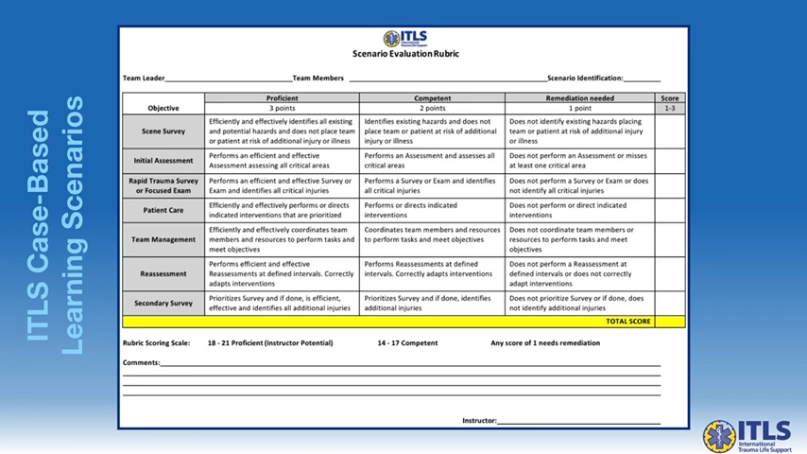Using the ITLS Scenario Evaluation Rubric is a significant departure from grading sheets of the past. Again, the ITLS standards or expectations for grading learners have not changed, just the tool has. The ITLS Scenario Evaluation Rubric consists of objectives and levels of achievement of individual objectives using defined criteria. The ITLS rubric uses 3 levels of achievement with scores ranging from 1 to 3. Due to space limitations in the criteria, the terms initial assessment, rapid trauma survey, and focused exam are abbreviated to assessment, survey, and exam.